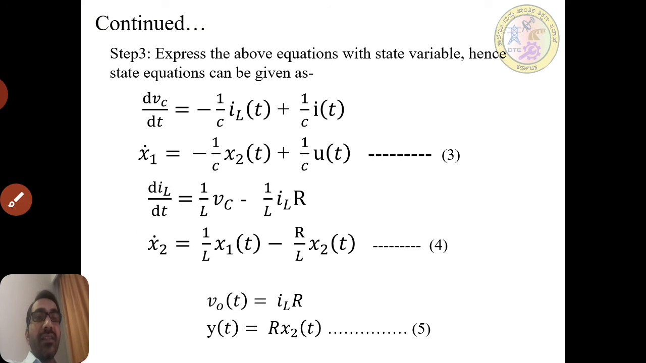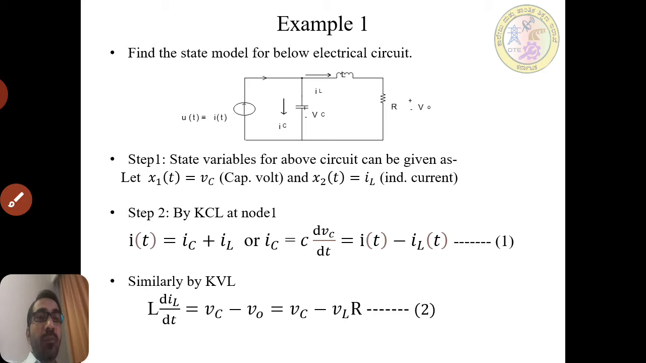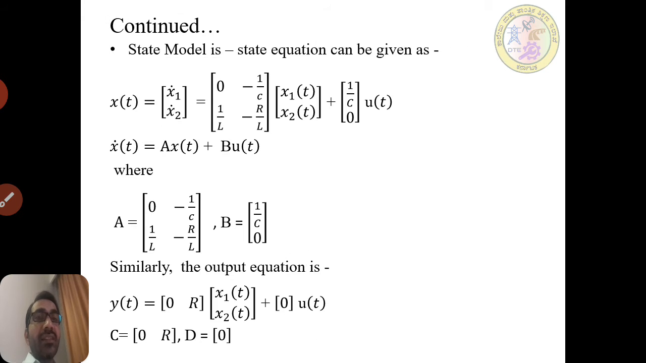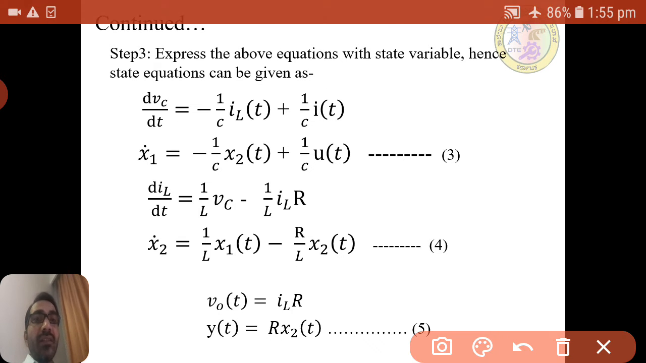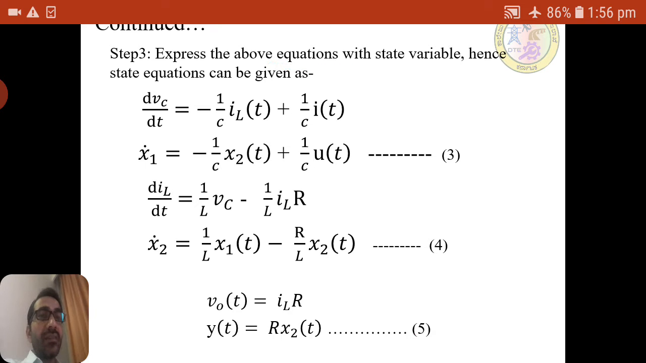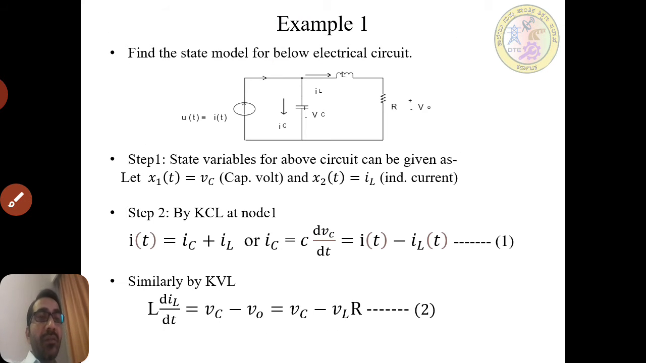So step 1 is to find the state variables. The second step is to apply KCL and KVL. The third step is that, with the equations we got above, we need to derive the equations for x1 of t and x2 of t. Let us consider the first one, that is dVc by dt.